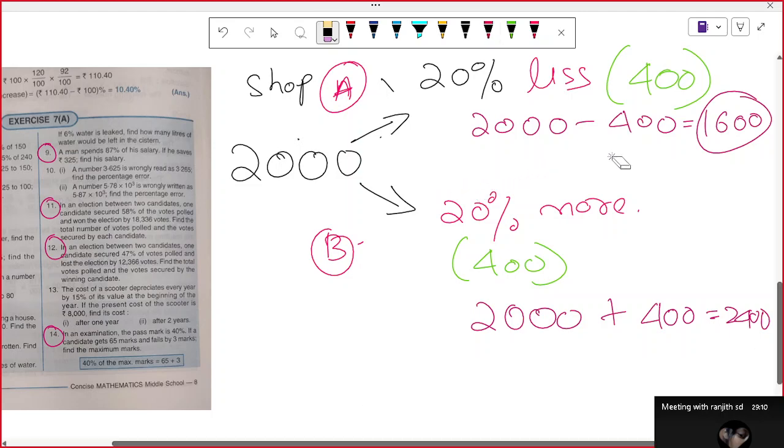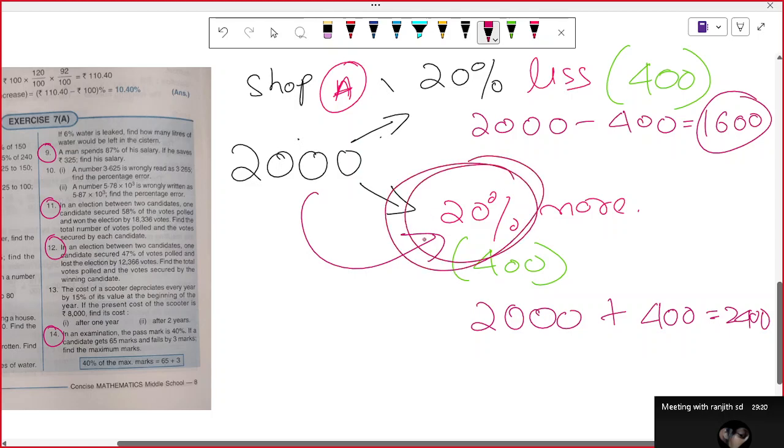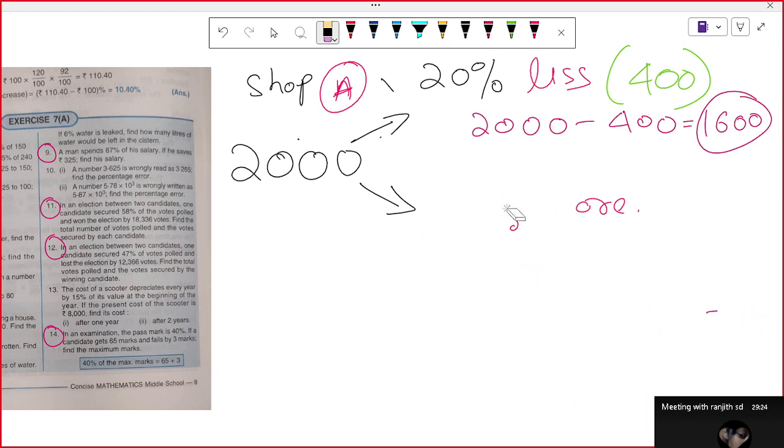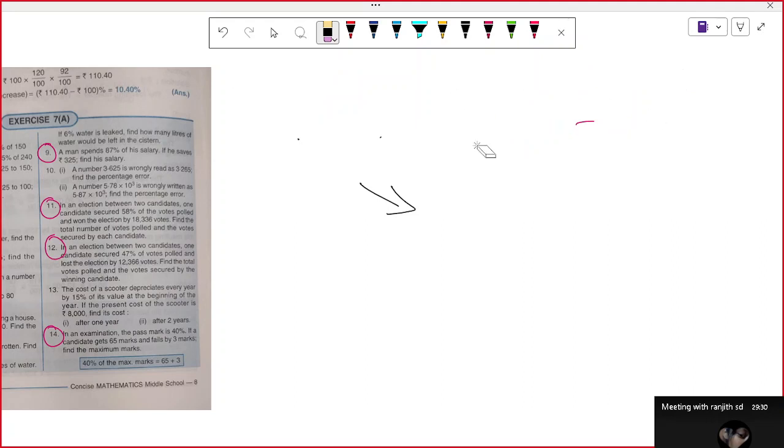The second method, shall I erase this? You understood this: 1600 and 2400. It's simple. First find the rupees of this amount, what is 20% of 2000, then add or subtract. Okay, this is enough. We'll start doing the question. The other method I'll explain later.